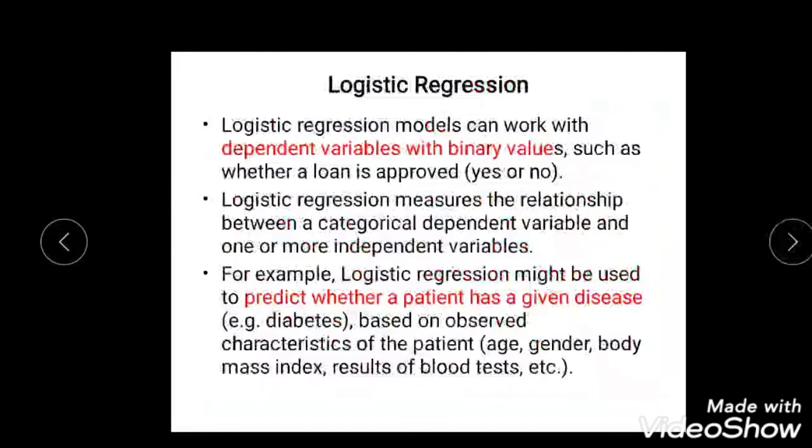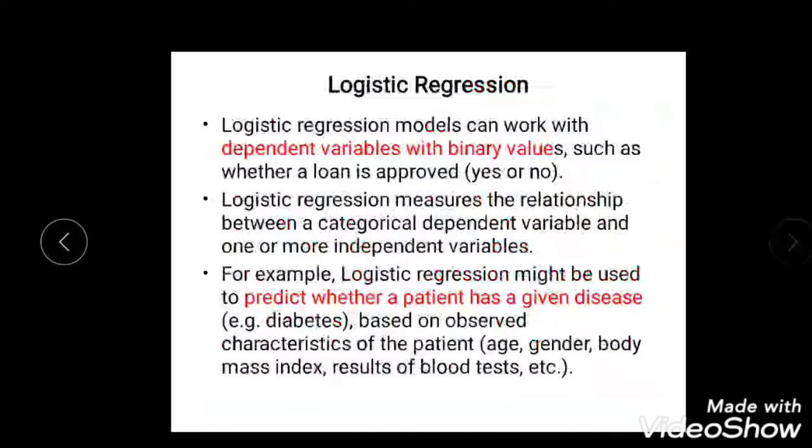Okay, so logistic regression. Basically, logistic regression is meant for binary values, like a decision tree, for example whether a loan can be given or not, yes or no. So that is the use of it, right? Logistic regression can work with dependent variables with binary values, such as whether a loan is approved or not.